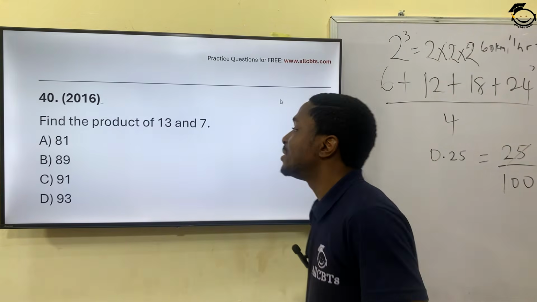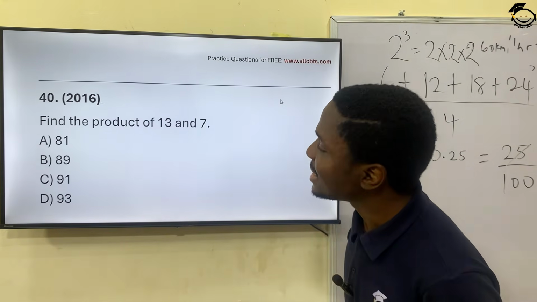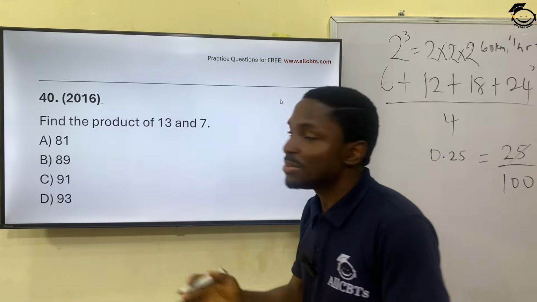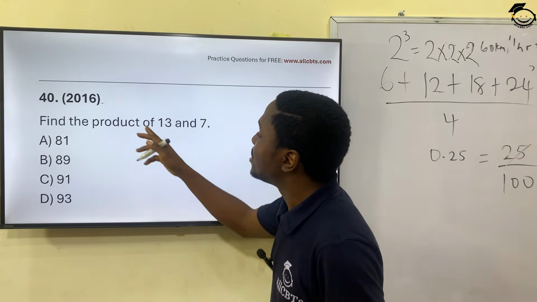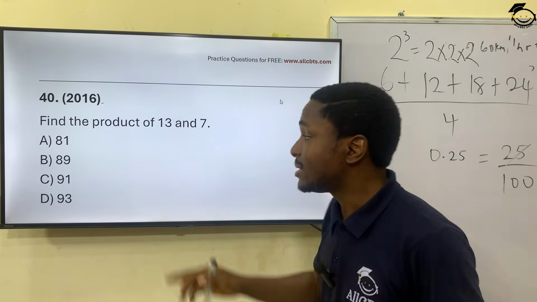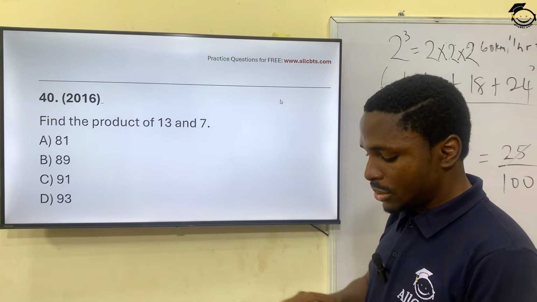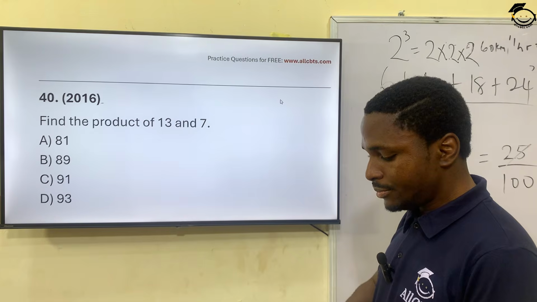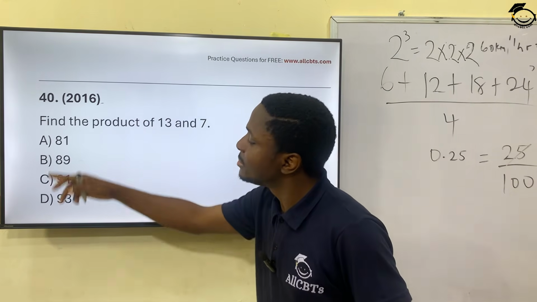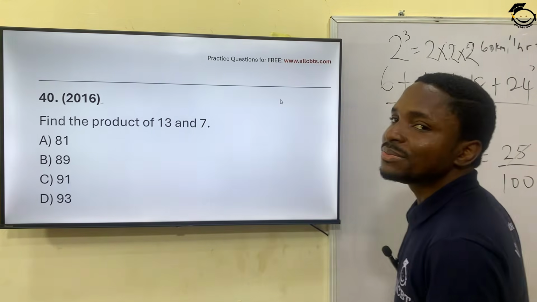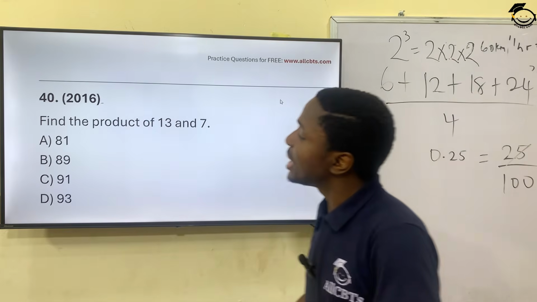And the final question. Find the product of 13 and 7. Product means what? Multiply. Okay, so what's the multiplication of 13 and 7? So 13 by 7 is what? 91. All right. So that's option C.